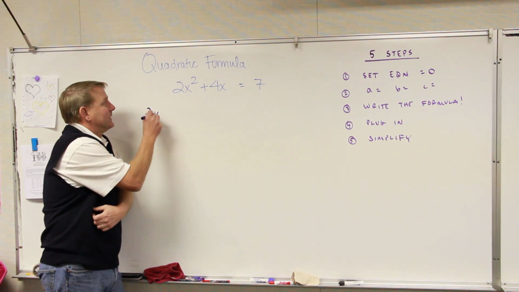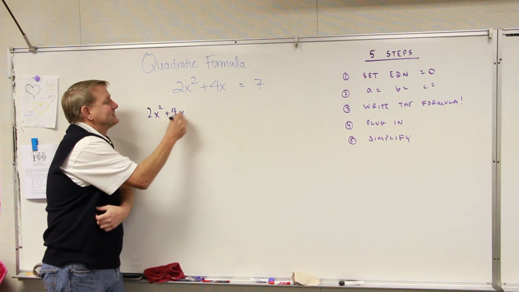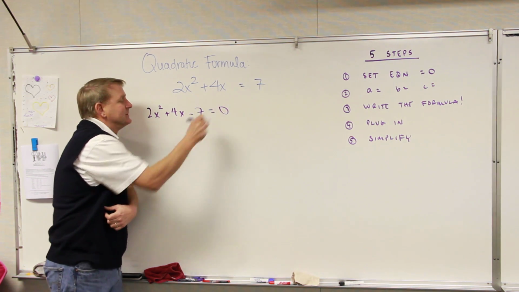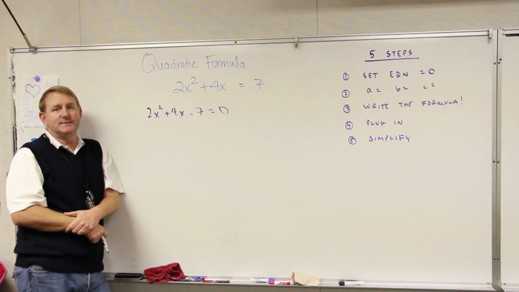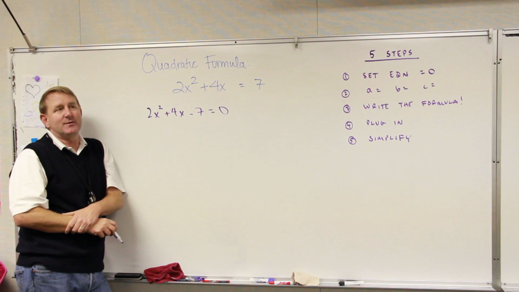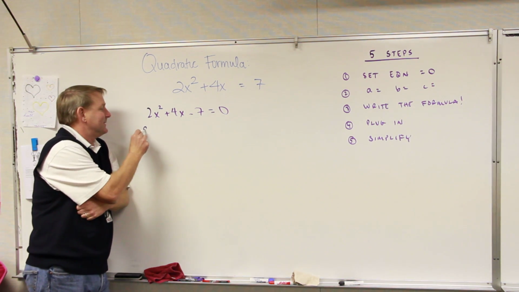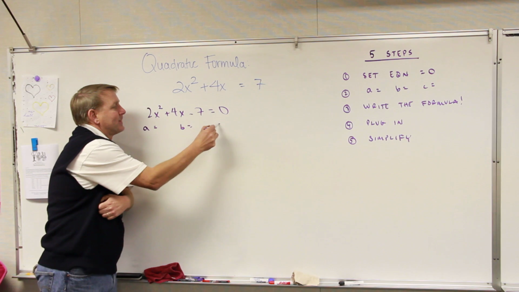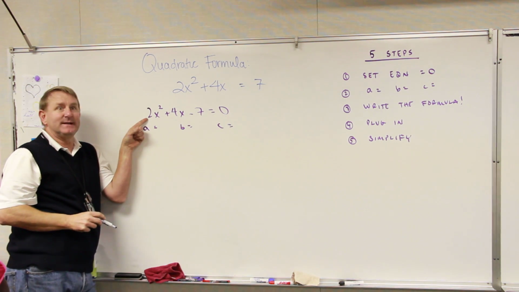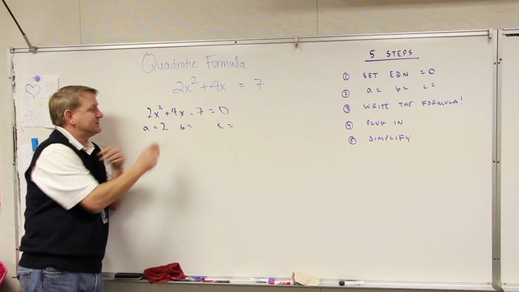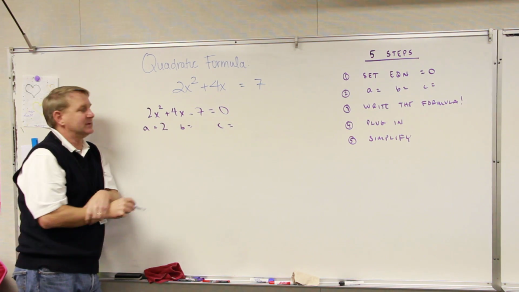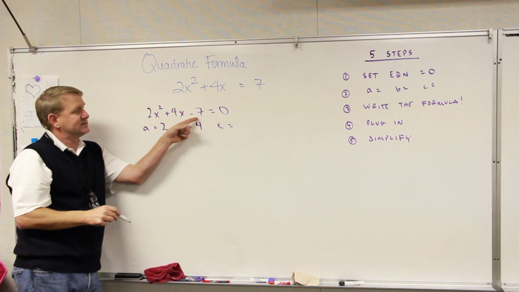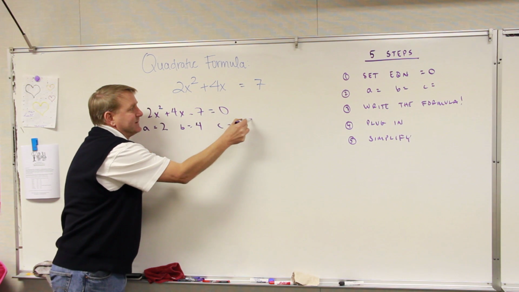So this equation would become 2x squared plus 4x minus 7 is equal to 0. So I move everything over and set it equal to 0. The second step is you identify A, B, and C, your coefficients. A is the lead coefficient, the one in front of the x squared, that's 2. B is the coefficient in front of the x, that's 4. And C is the constant term. In this case, it's negative 7.